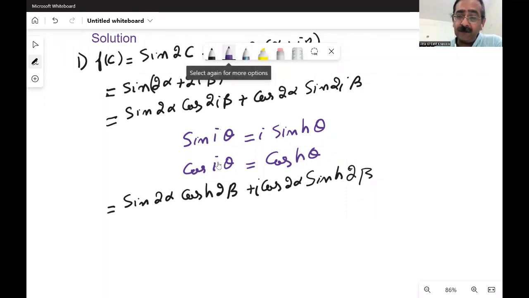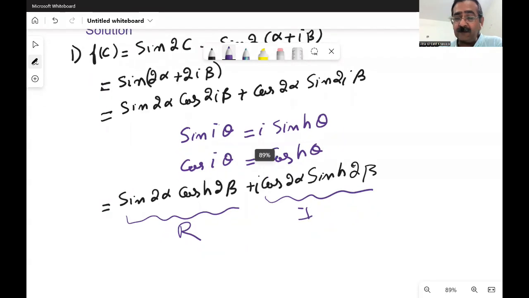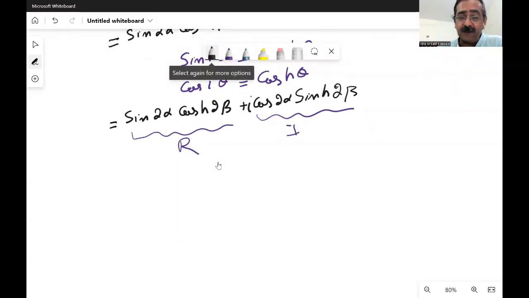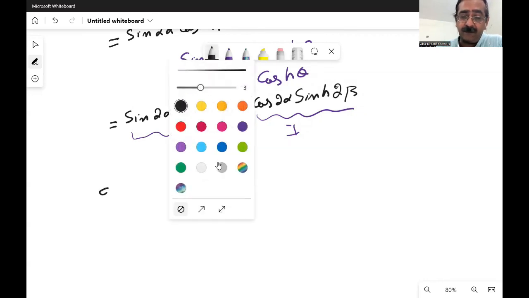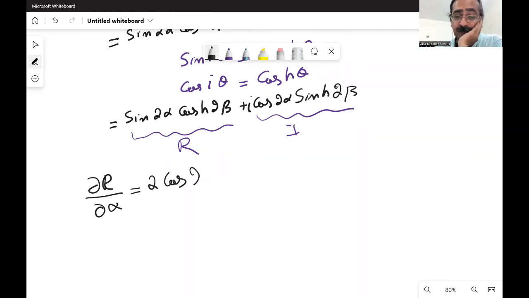This is your R, and this will be your I. They say that partial R over partial alpha, from this sine derivative, is 2 cos 2 alpha cosh 2 beta, and partial I over partial beta must be the same.